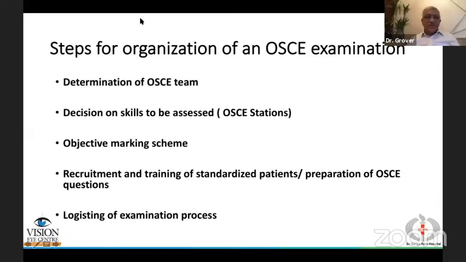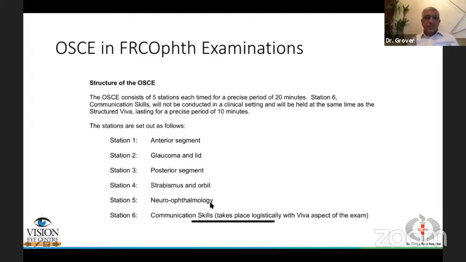When an OSCE examination is to be organized, you need to identify an OSCE team. You need to decide what exactly you're planning to assess. You design your stations accordingly. You prepare an objective marking scheme, and you recruit either patients who've been standardized or volunteers and prepare the OSCE questions. And then you have to do the logistics to hold the examination.